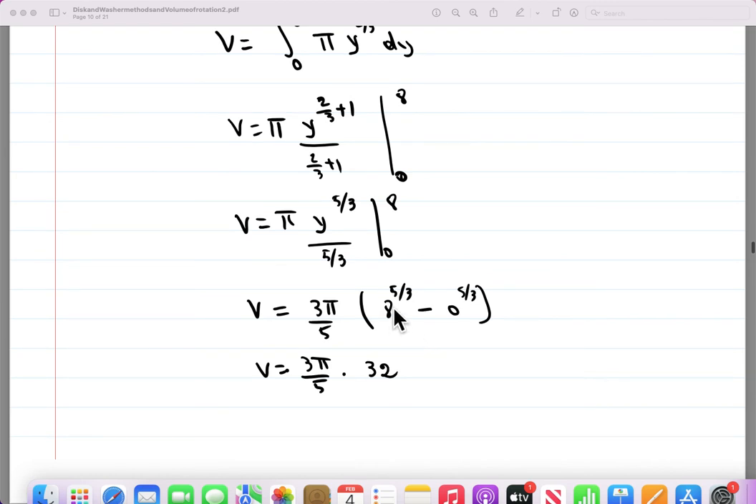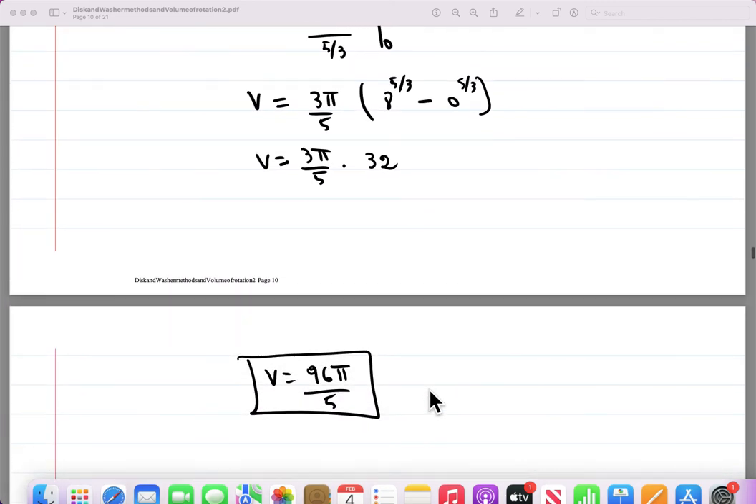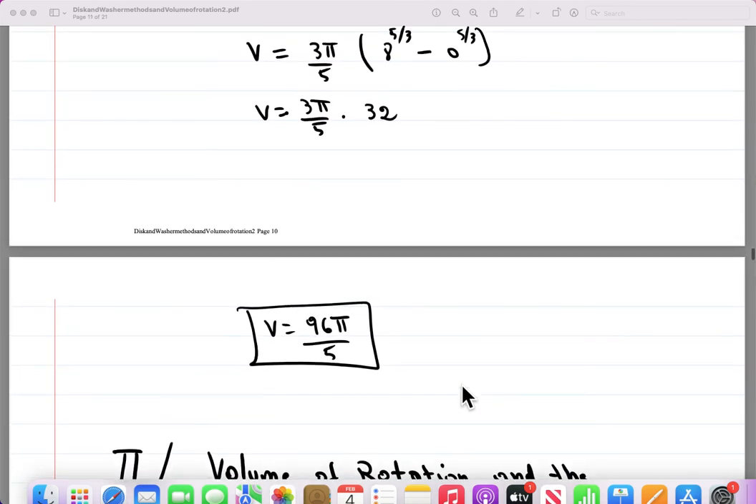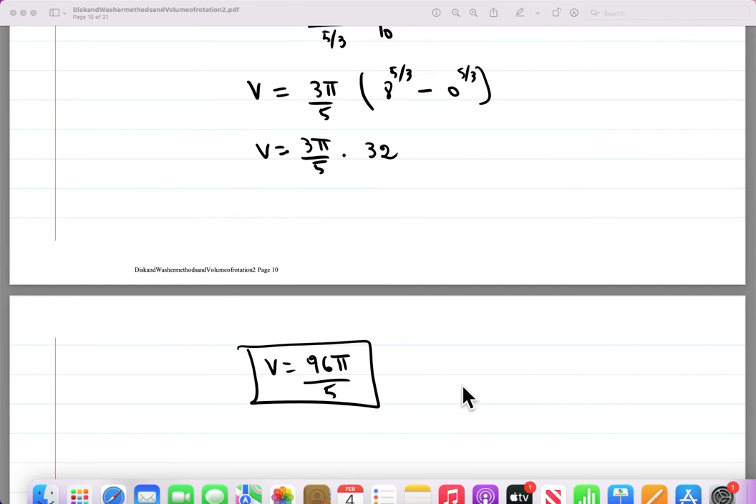Now 8 raised to 5/3 is actually 32. And then the minus 0, which is still 32. So 32 times 3 pi over 5 is basically 96 pi over 5. So that's the value that we get there. Okay, thank you.